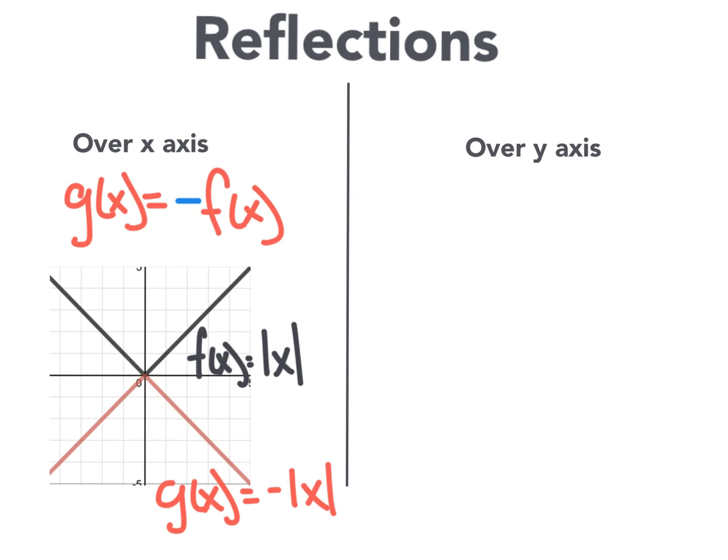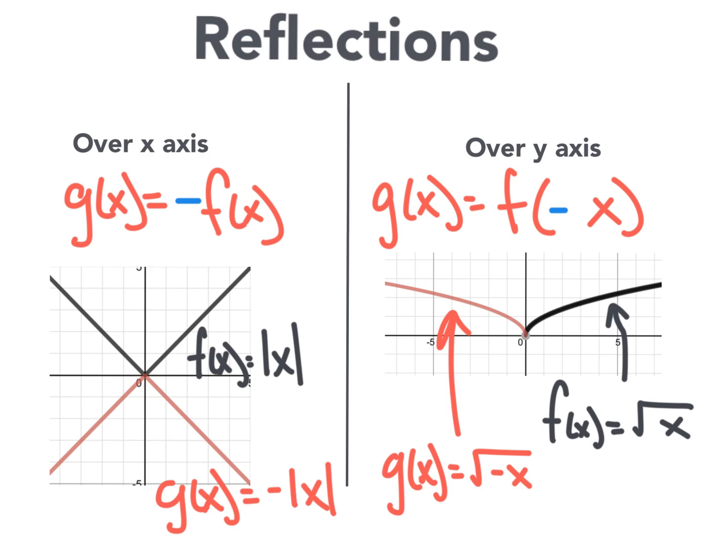Now, notice that this negative is outside of the absolute value. What would happen if we put the negative inside the absolute value? Well, that's how you reflect over the y-axis. G of x equals f of negative x. Now here I can't use the absolute value again as an example because this has y-axis symmetry, but let's just look at a different one. Here the square root function is really a good example to look at because here's your f of x equals the square root of x, and then to reflect it over the y-axis, we just made the square root of negative x.